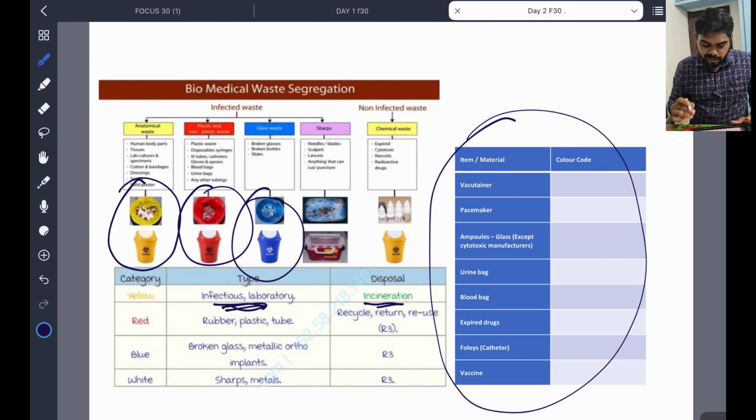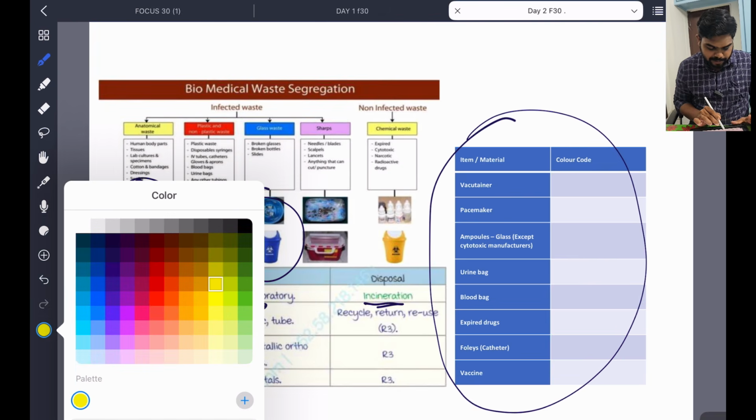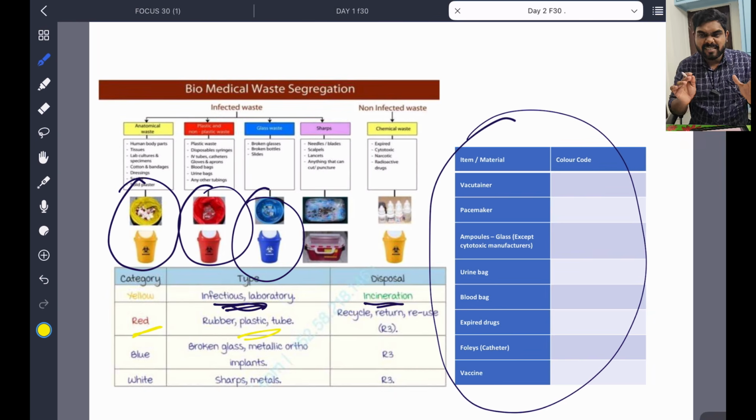What is red? Red is rubber and plastic tubes, plastic waste. Red, rubber tube, everything will go to red. Why? These plastic or rubber tubes can be recycled, returned, and reused. The three Rs: recycle, return, and reuse. There is some confusion about some specimens, whether they go to yellow or red. We will clear it. And we have blue. Blue is broken glass or metallic ortho implants. It is also recycle, return, reuse.